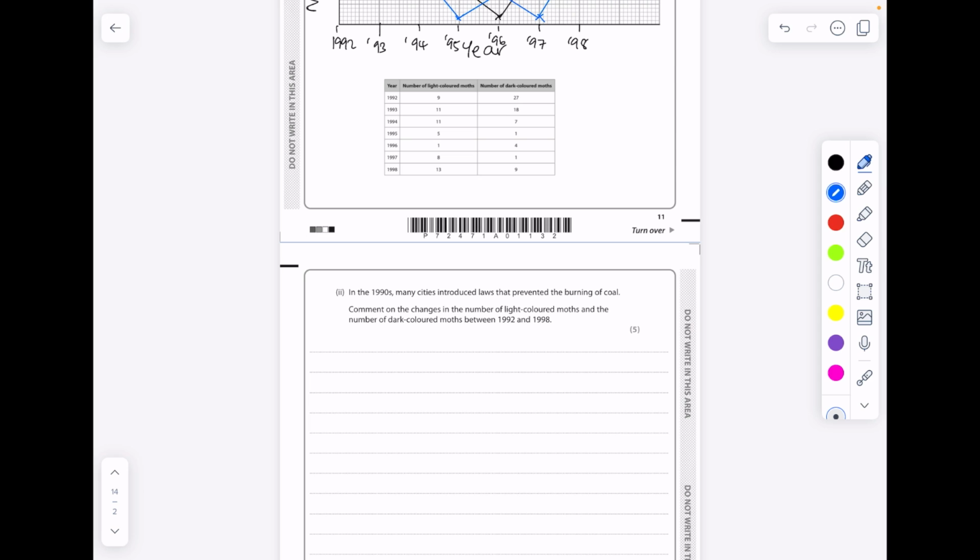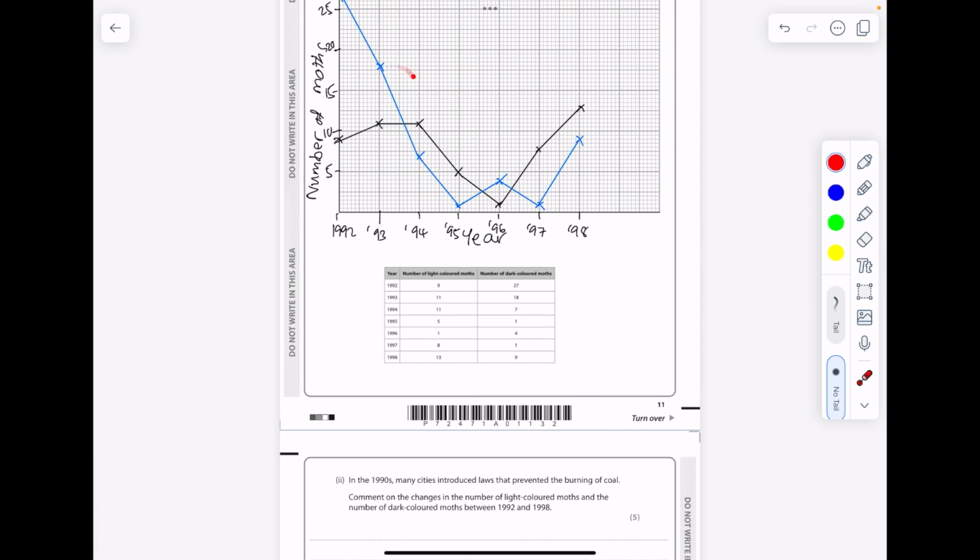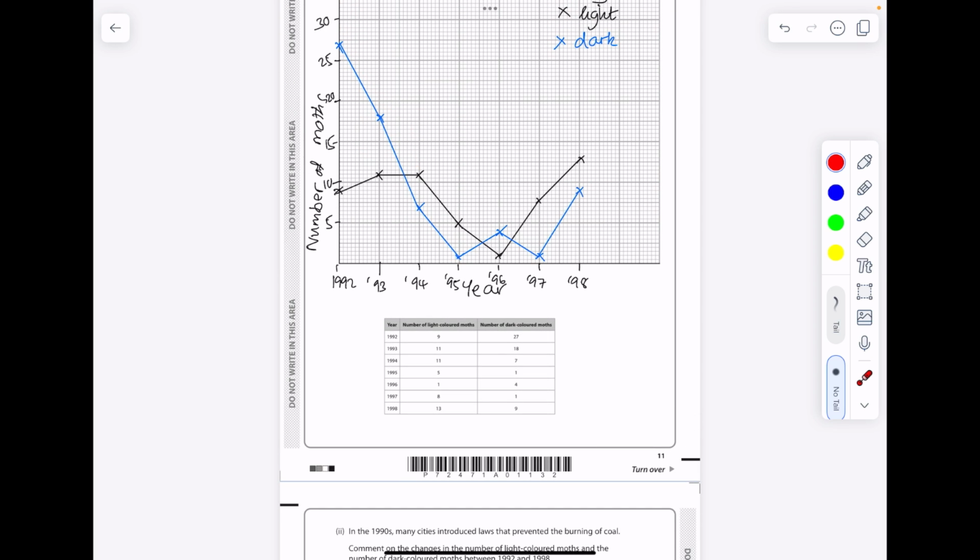In the 1990s, many cities introduced laws that prevented the burning of coal. Comment on the changes in the number of light-coloured moths and the number of dark-coloured moths between 1992 and 1998. So we need to start by describing the graph, and then we'll talk about reasons for that. That's what that comment means. So if we start with the black line for the light moths, we can see that the number of light moths increases, then decreases, then increases, whereas the number of dark moths, first of all, decreases and then increases.